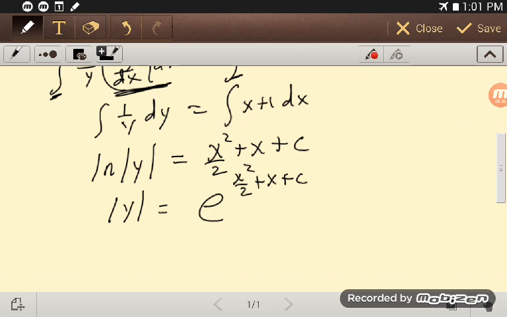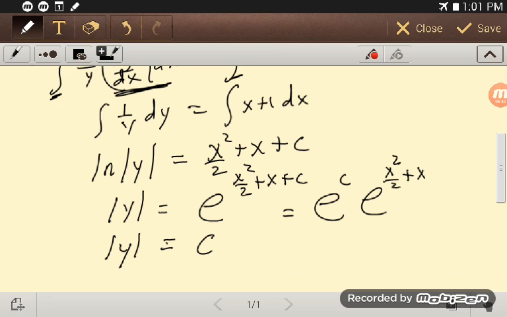Now, notice that this could be written as e to the c times e to the (x squared over 2 plus x), and that's often done. And then, since we don't know what c is anyway, it's just an arbitrary constant, well, e to the c is also just an arbitrary constant, and so we'll have that the absolute value of y is equal to some other c times e to the (x squared over 2 plus x).